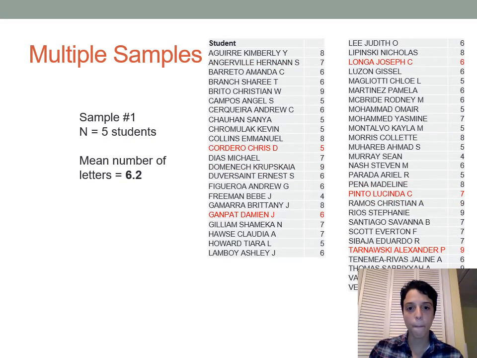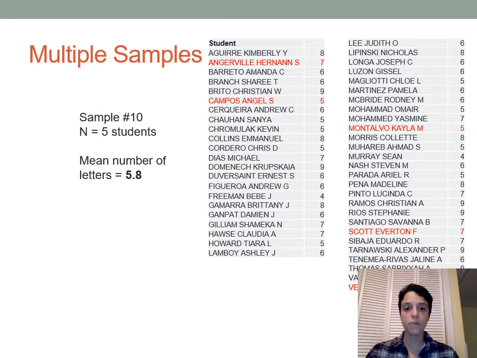6.2 letters. 6.2 letters again. 6.4 letters. 7.2 letters. 6.4 letters. 6.6 letters. 6.4 letters. 6.0 letters. And again, each of these is a sample of 5 names where I took the mean number of letters in those 5 names that I randomly sampled out of the population of students in this class. 7.2 letters and 5.8 letters. So those are 10 more samples drawn from this class.